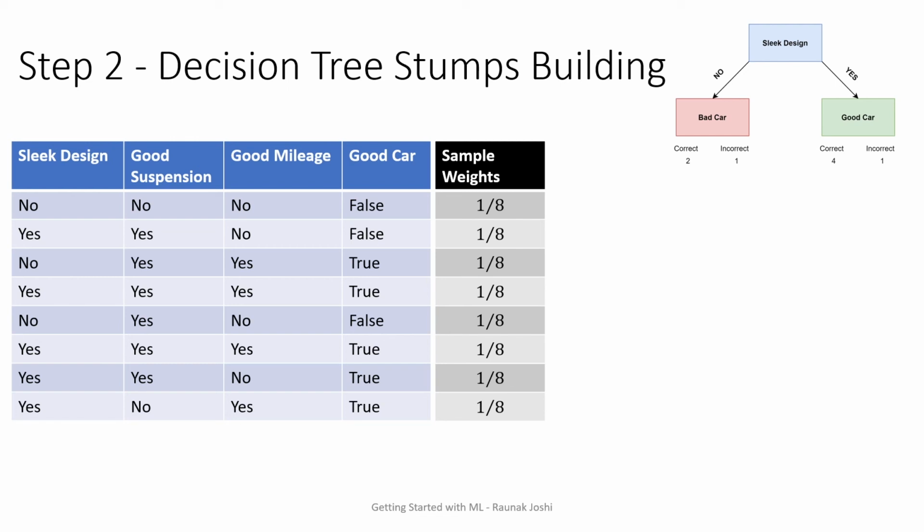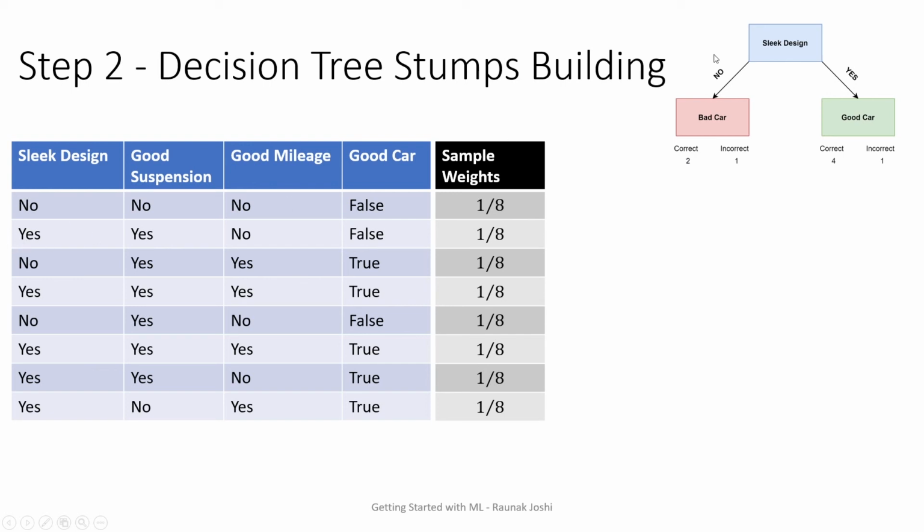If the car isn't sleek, obviously it says no, which indicates bad car, and good car is connected to it, where we can classify which of the samples come in the correct predictions and incorrect. So if we see, when the sleek design is no, in the first tuple over here, you can say the good car is false. So this is actually going to add 1 to the correct. Then we move on to the yes.